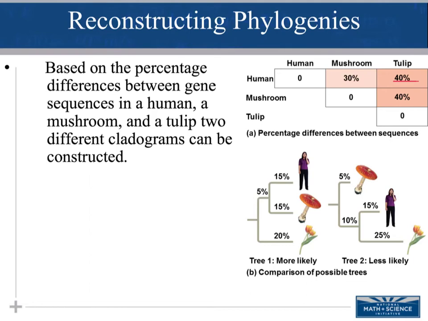If you also look at it, between mushrooms and tulips, we know that there's 40% difference, but it's still telling us that mushrooms are kind of in the middle. They're in the middle of the human and the tulip. So whatever tree you generate should be the one that showcases the mushroom in the middle.